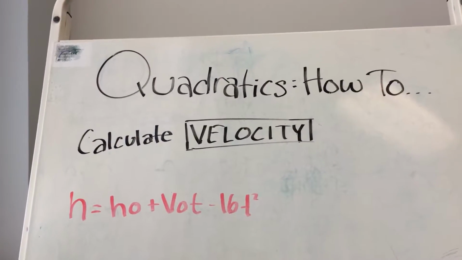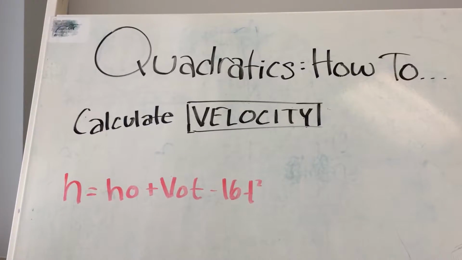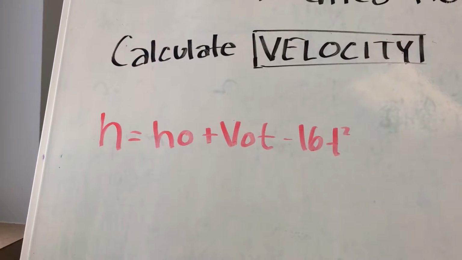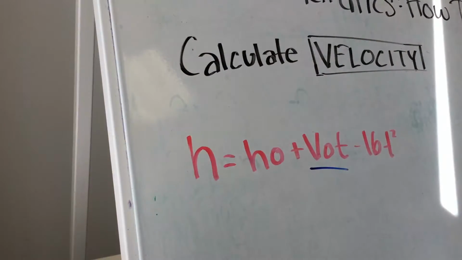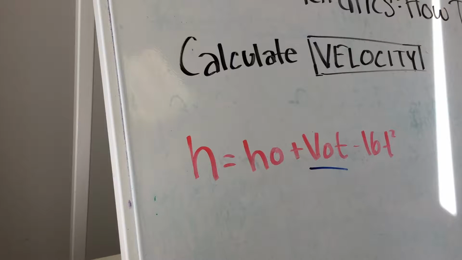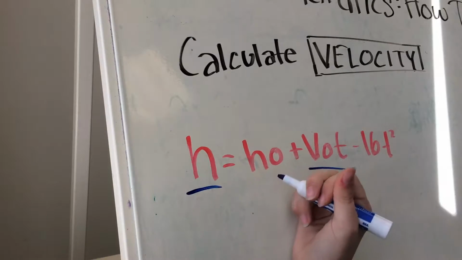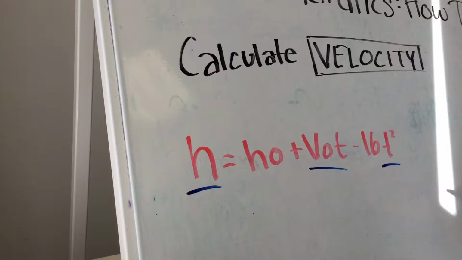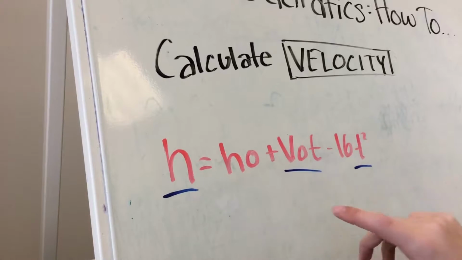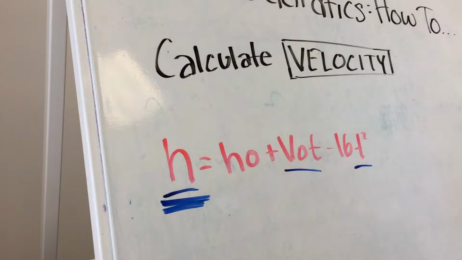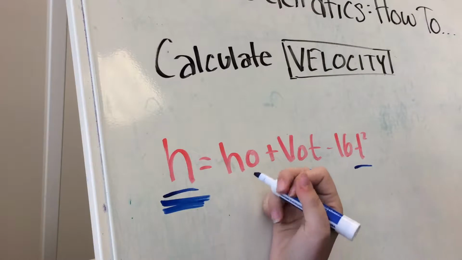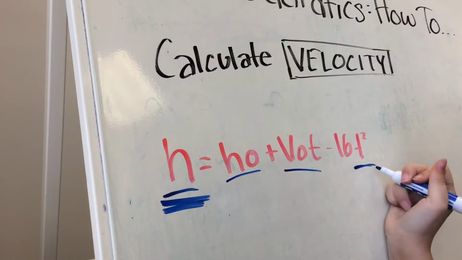To calculate velocity, you use the same equation as for the projectiles. However, you need some units. To calculate velocity, we need its starting height, and in addition to that, you can have either your height or your time.